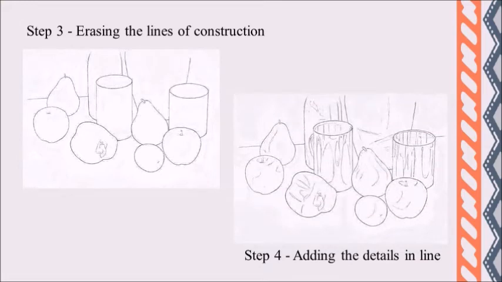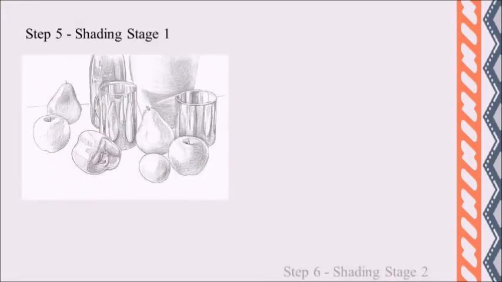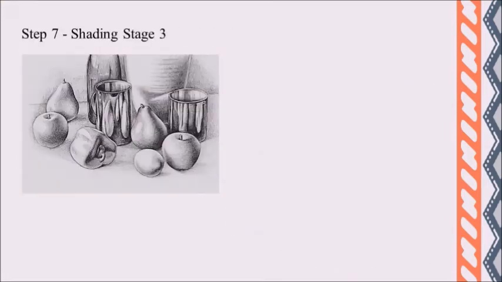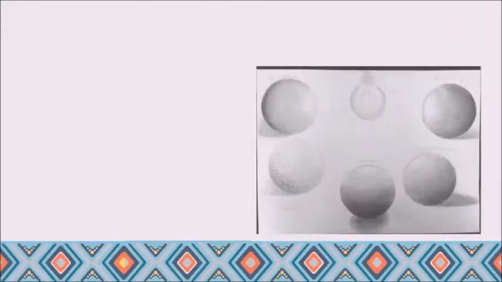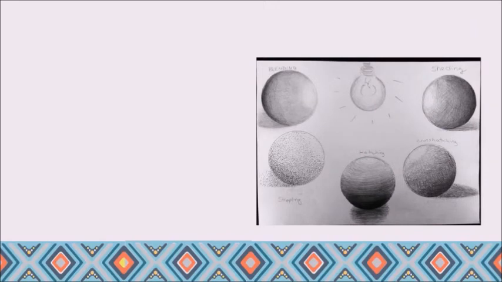Add details with the help of lines and shade your work at the end. In this picture you can see blending and shading. Rendering is also called as shading. Blending means when you blend every line of your shading properly.